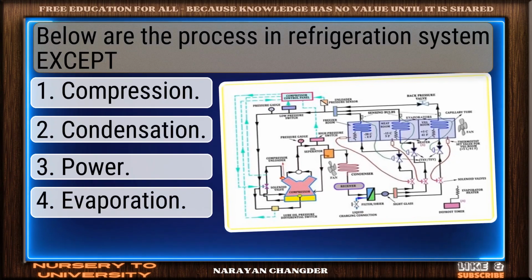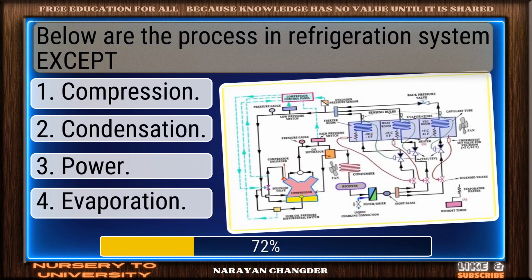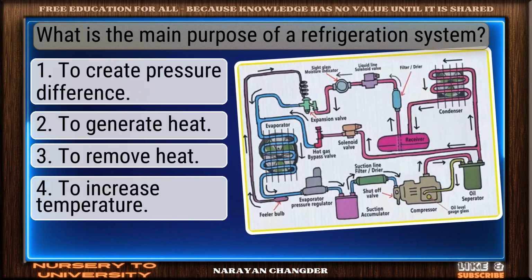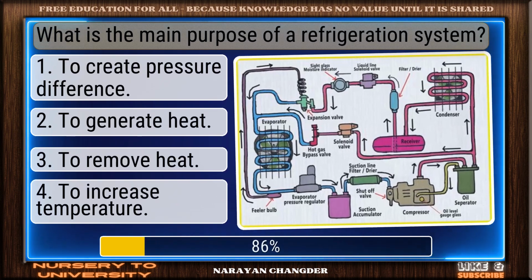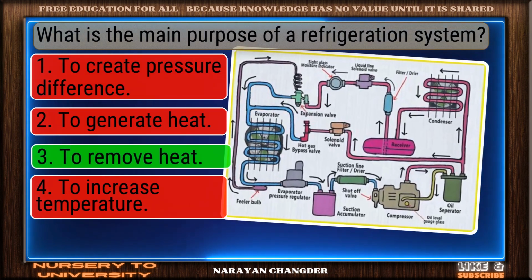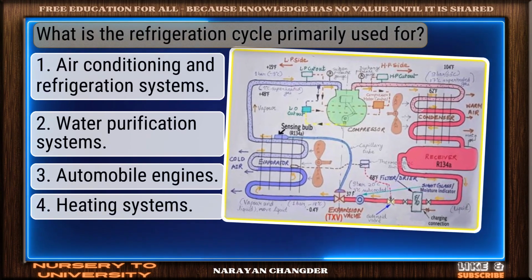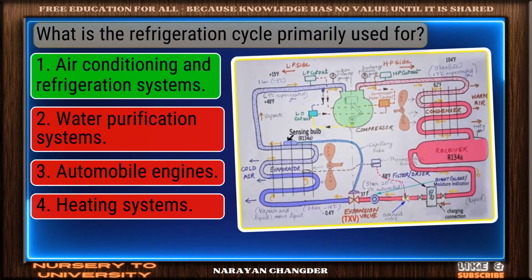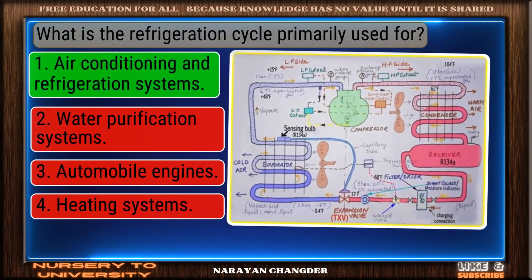Below are the process in refrigeration system except. Bravo, power is the answer. What is the main purpose of a refrigeration system? Good thinking. To remove heat is the right answer. What is the refrigeration cycle primarily used for? Excellent. Air conditioning and refrigeration systems is a brilliant choice.